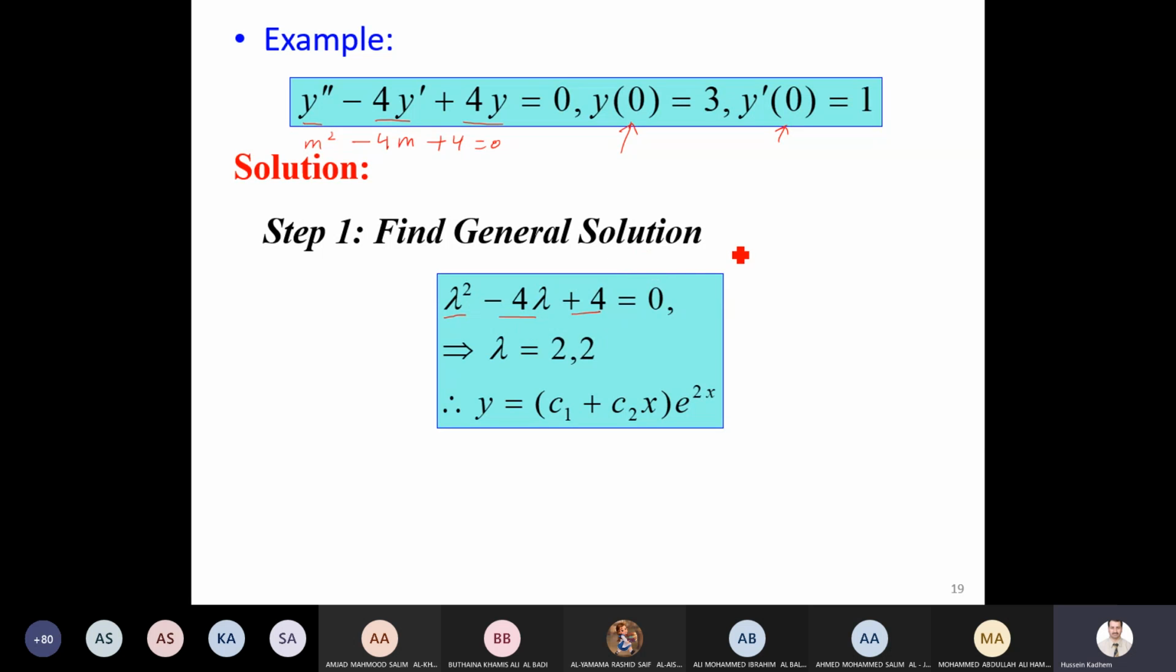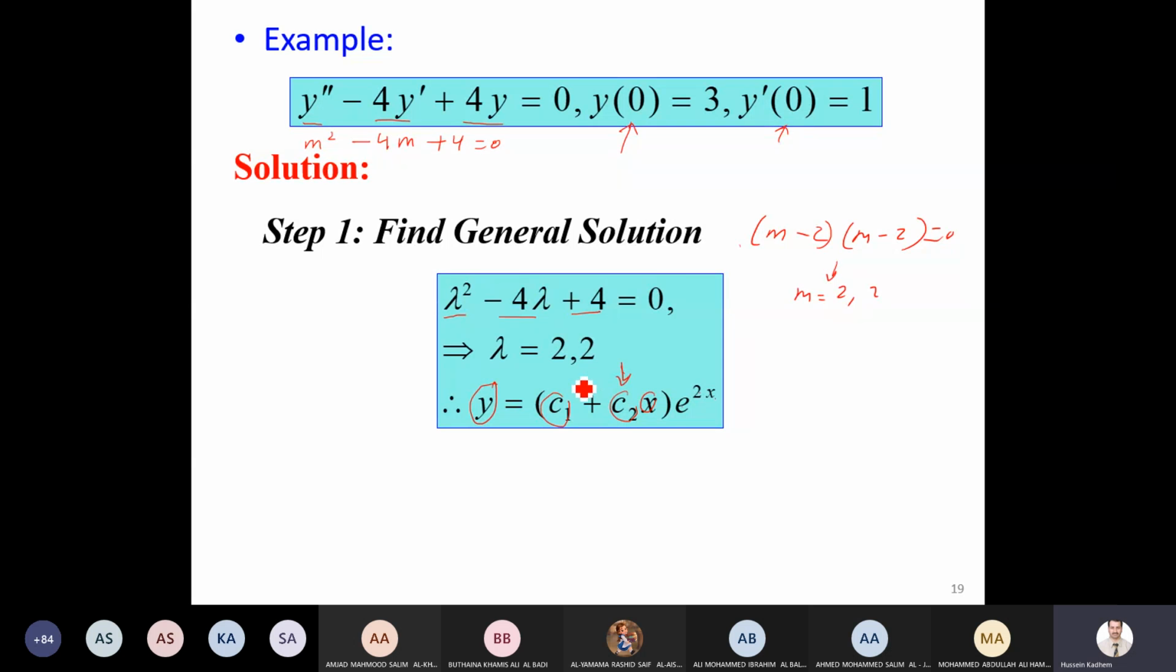I solve it using factorization or the quadratic formula. Here, m minus 2 times m minus 2 equals 0. This tells me that m equals 2, which means the roots are the same. So I come to write the solution. The solution directly will be constant plus constant times x, times exponential root times x.